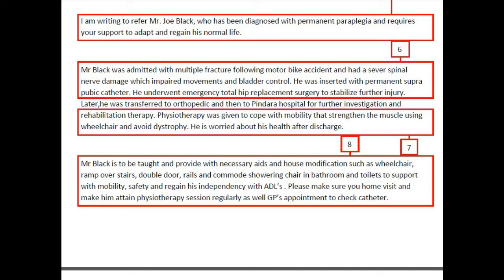he is worried. Moving to the last paragraph, Mr. Black is to be taught and provided with necessary aids and house modifications such as wheelchair, ramp over stairs, double door, rails and commode showering chair in bathroom and toilets to support with mobility, safety and regain his independence with ADLs, where the writer fails to impress the reader because the writer has connected a lot of information in one single sentence, which is too much and just packed up and doesn't give any clarity. Here you can mention the way he lives before mentioning wheelchair, ramp over stairs, etc.